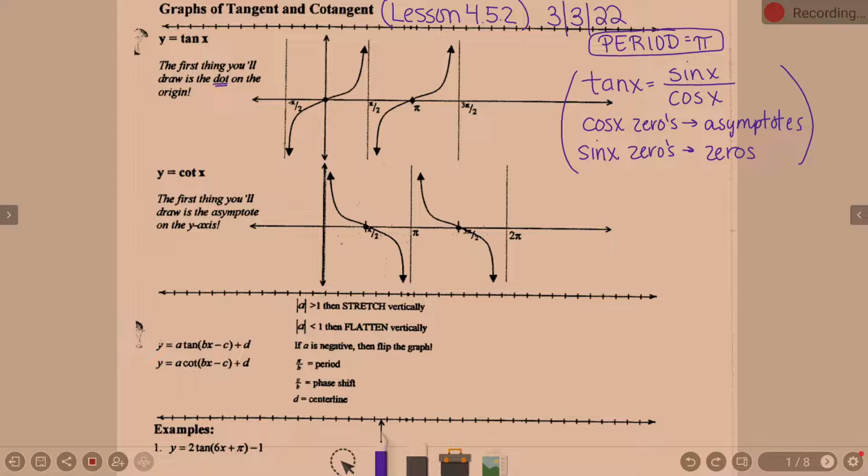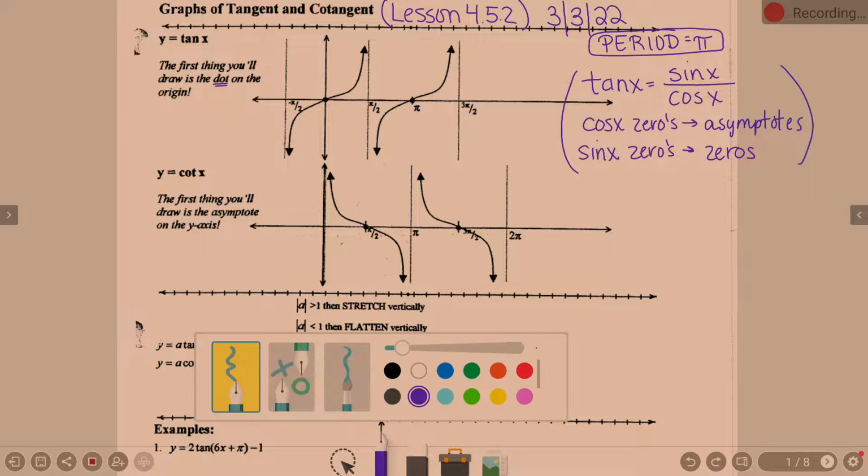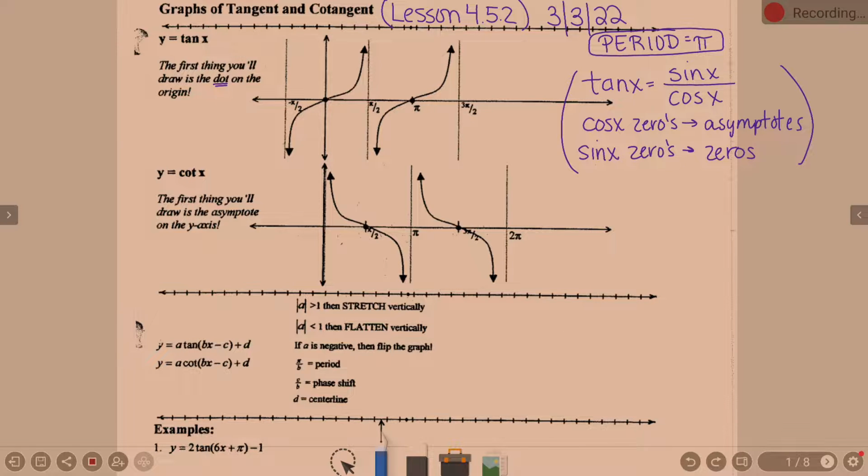Okay, that was tangent. Cotangent. Notice it says the first thing you'll draw in cotangent is the asymptote. The idea is, instead of starting with a point, it's shifted over a little bit, and you start with an asymptote.